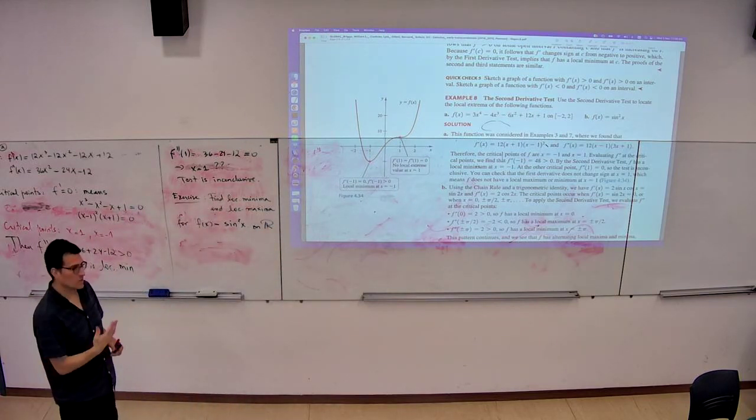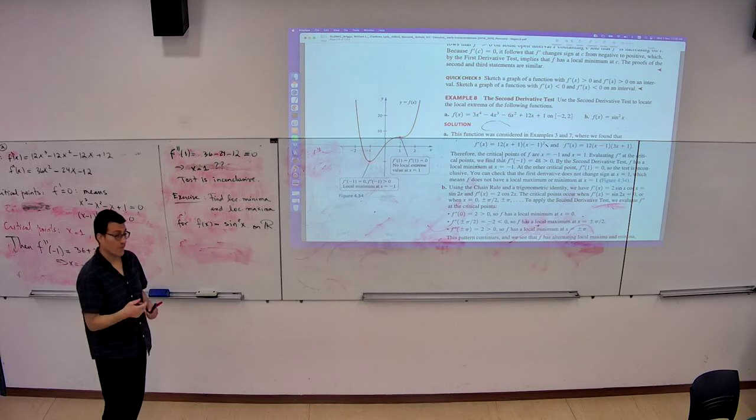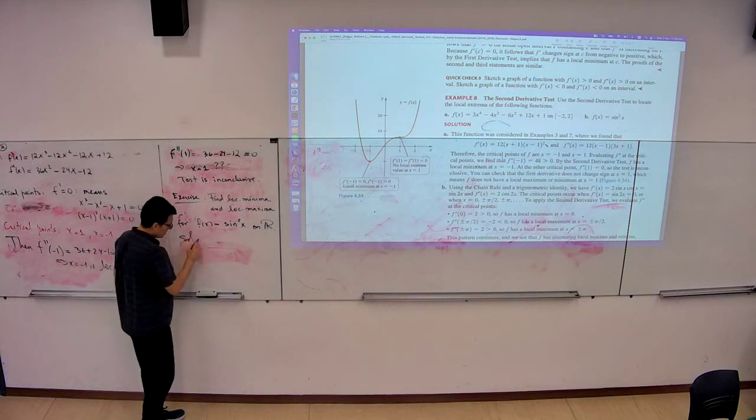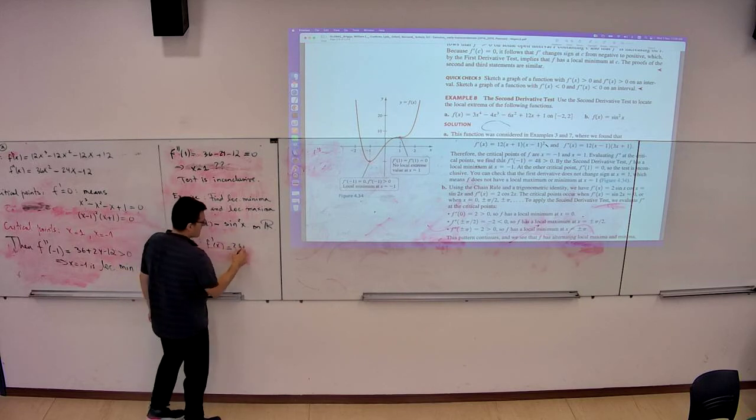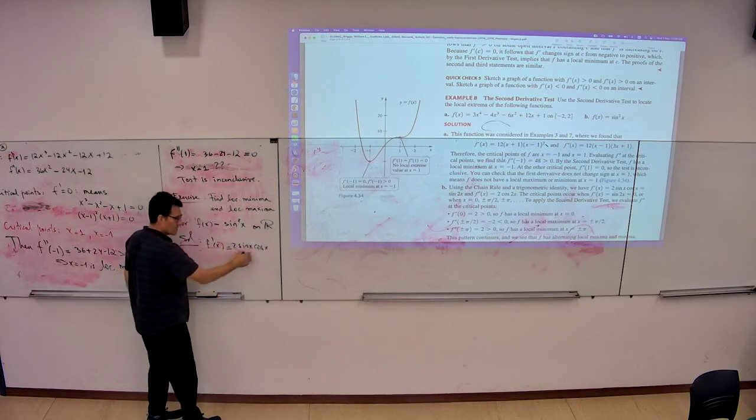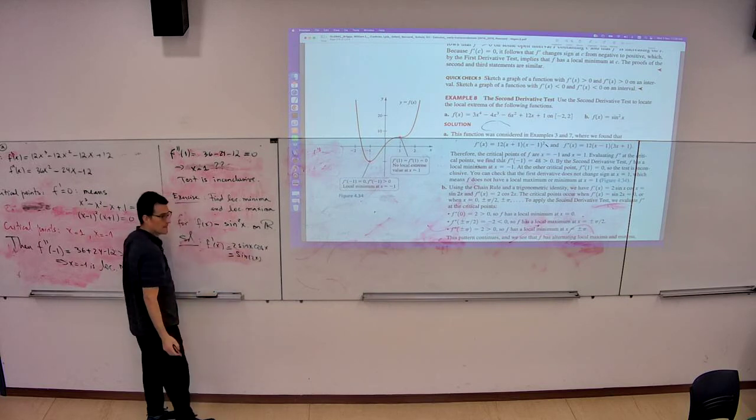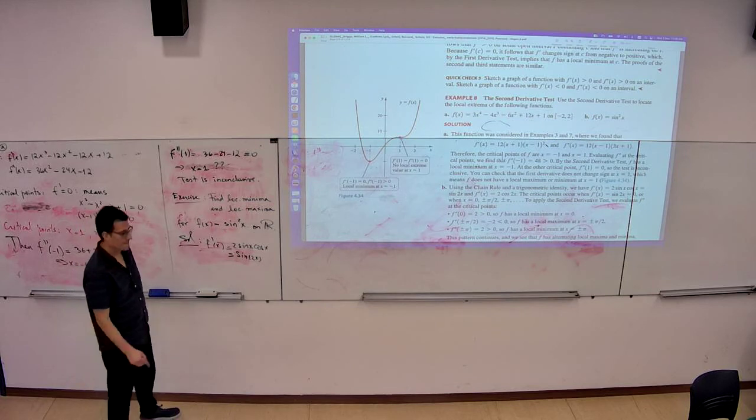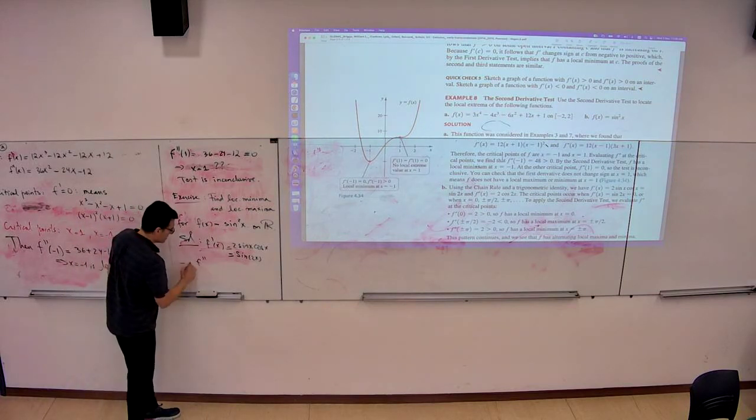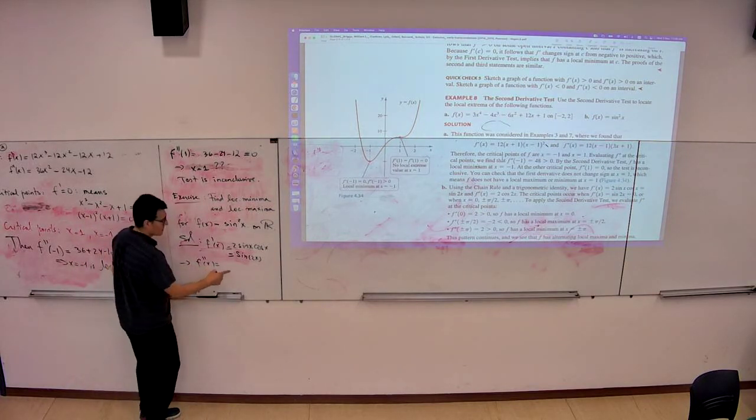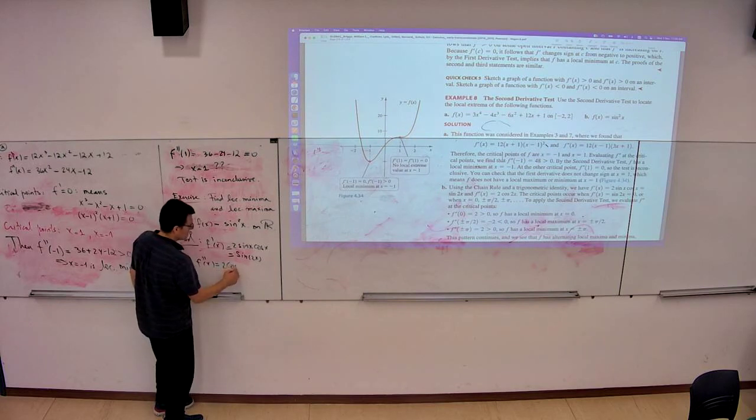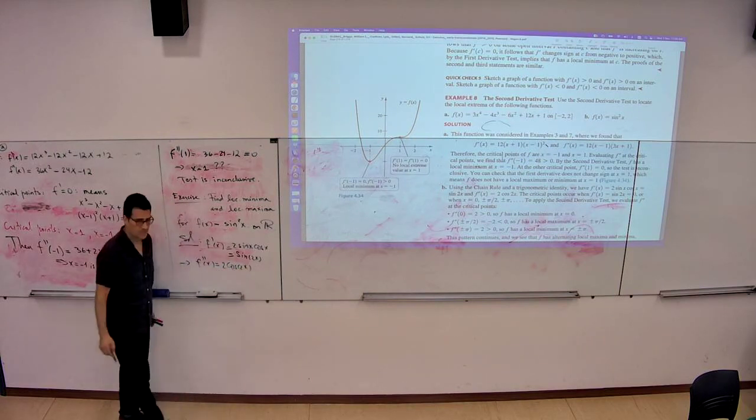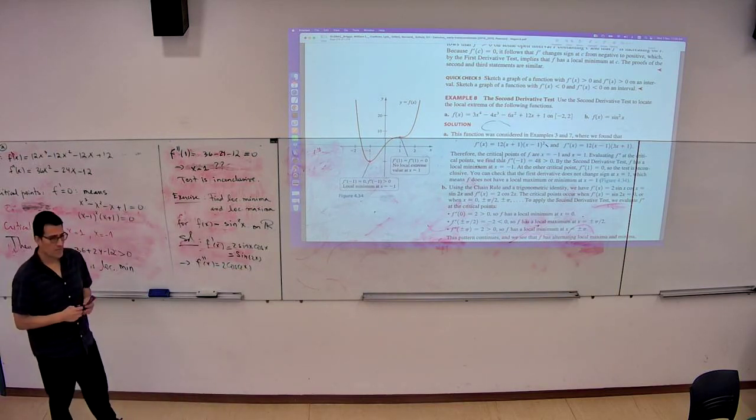So what are you going to do? Well, first of all, you're going to compute f prime of x, right? And that's 2 sine x cos x. But 2 sine x cos x is the sine of 2x. So now the second derivative is much easier to compute, right? Because now you have 2 cosine of 2x. That's the second derivative.